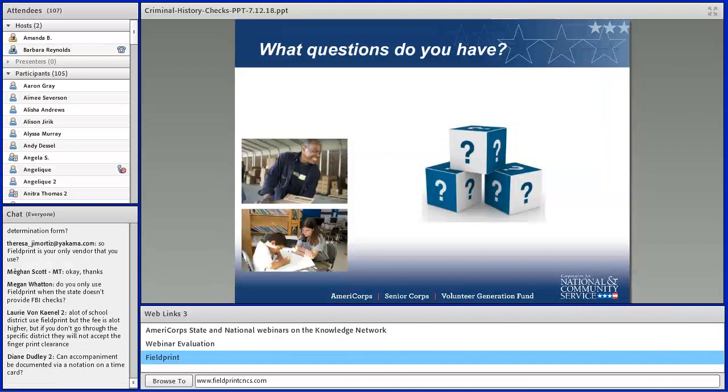Can accompaniment be documented via notation on a time card? Time cards are a place that we see a lot of documentation for accompaniment, but again, you just have to make sure that you have everything that's required on it. So again, it needs to be done contemporaneously. I think a best practice is if the accompanier signs off on it.